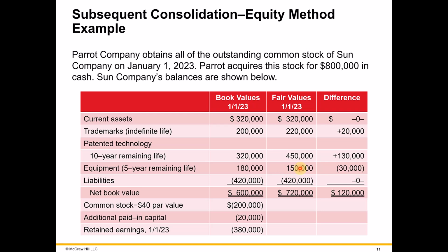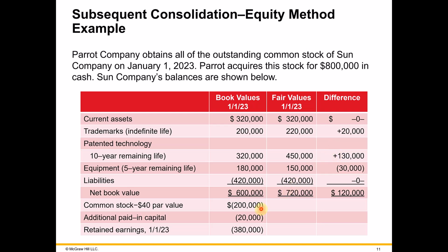Now, just the opposite situation is for the sub's equipment that has a book value of 180, but we think it's only worth 150. So we probably paid too much for that, in the amount of 30. And if we divide this by 5, or $6,000, that's not additional depreciation. That's really going to be a reduction to the depreciation expense each year, versus this 13,000 over the 10 years, increasing the amortization costs.